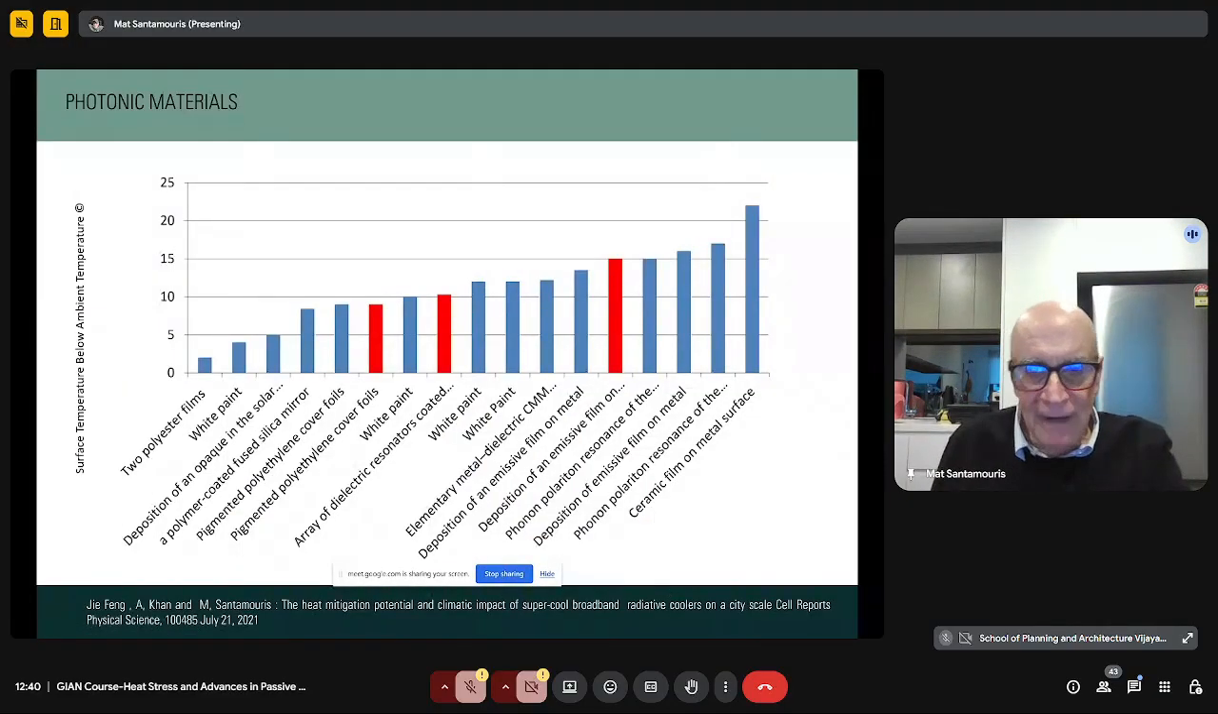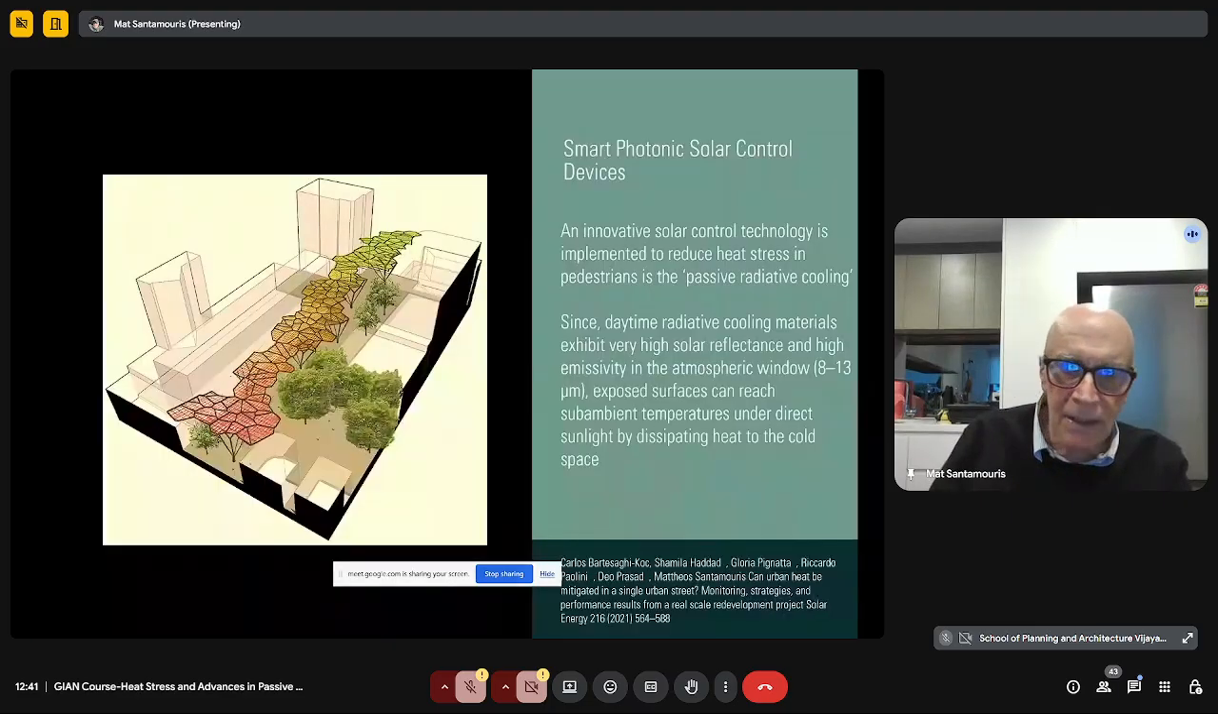There are different and various developments of photonic materials, from paints to very sophisticated materials, ceramic materials, etc., that are used for different implementations. We have really succeeded in achieving subambient temperatures of up to 10 degrees. 15 degrees is perhaps an exaggeration, but 10 degrees is fine. A major problem with these materials is that their performance in very humid climates is a small problem, but they can still operate.